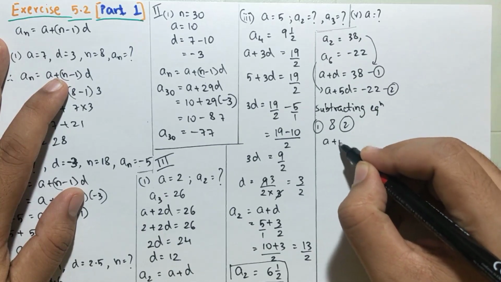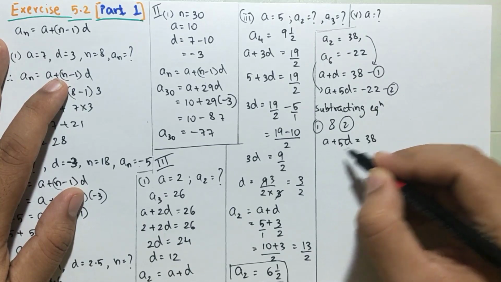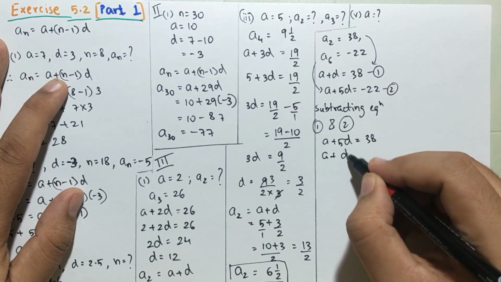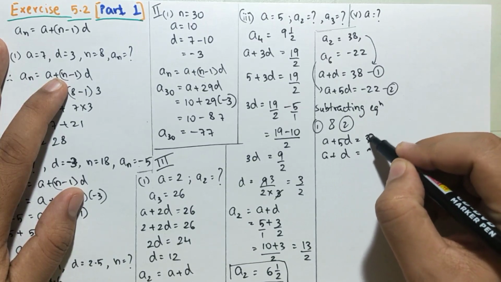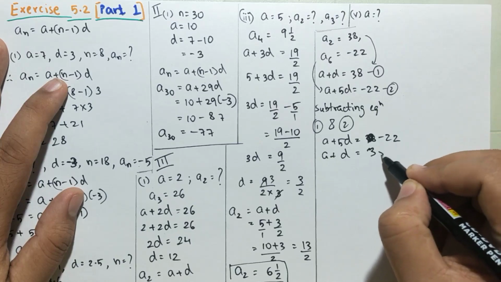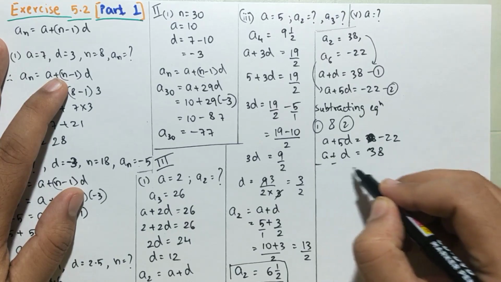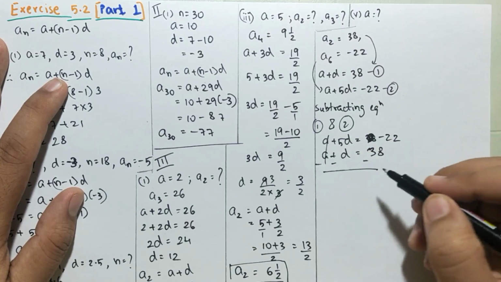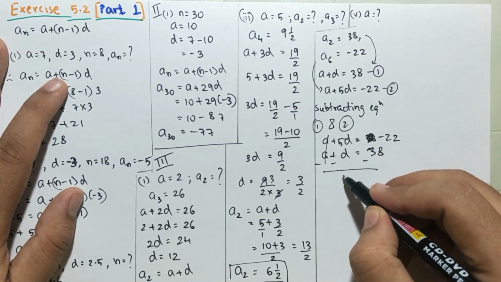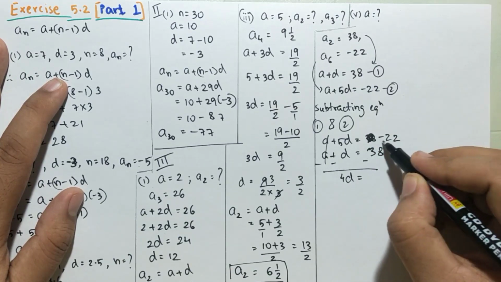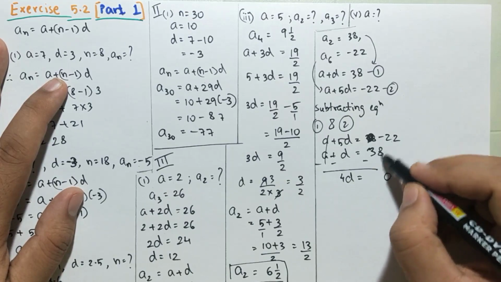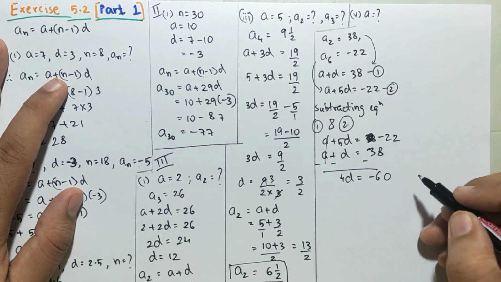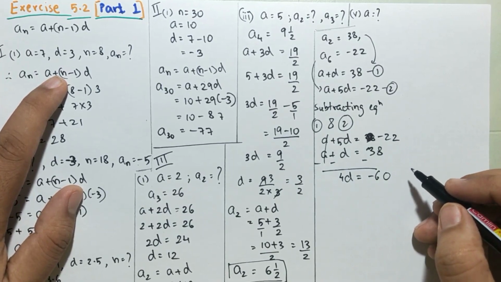Subtracting equation 1 from 2. A plus 5D, I am writing the second equation first and then the first equation. A plus 5D equals, sorry, it's not 38, it's minus 22, and the other is 38. Subtracting, this A will cancel. 5D minus D is 4D. Minus 22 minus 38, that will be adding them, minus 60. It will be minus 60.